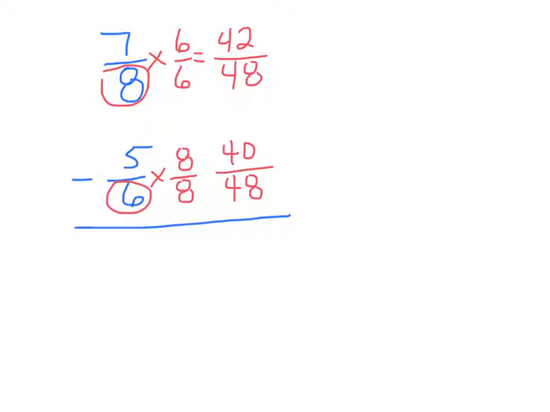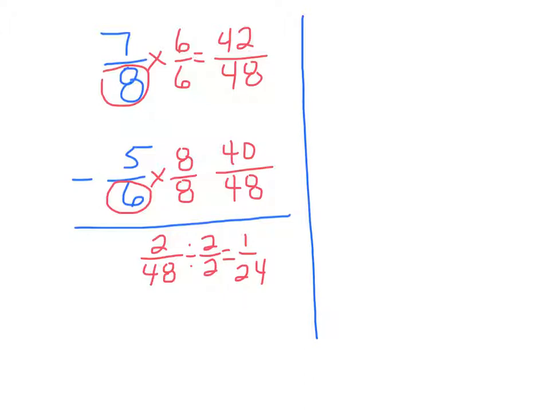42/48 minus 40/48 gives me an answer of 2/48. That's not in lowest terms because I can divide both of these by 2/2, so I get an answer of 1/24. Now, you can certainly do the problem that way. But let me talk about doing the problem just slightly differently.